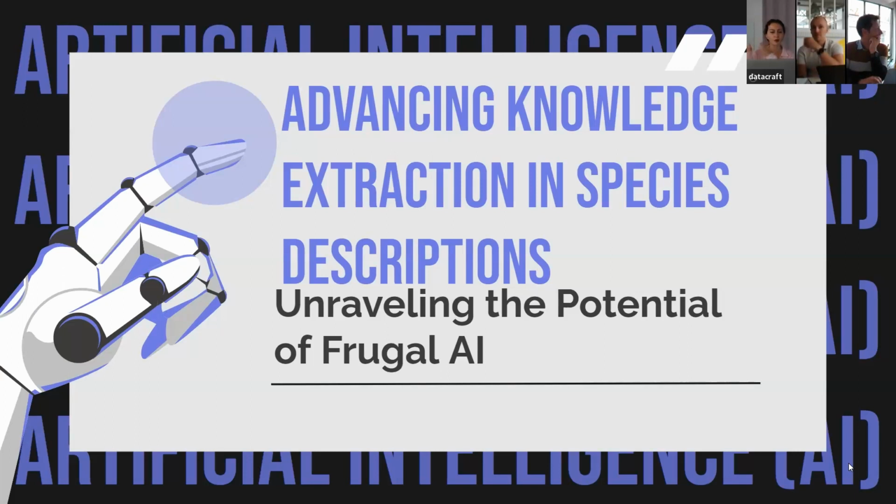And I mainly work on natural language processing models applied to species descriptions and on multimodal models where I combine text and images in order to develop models that can help enrich the galleries of the National Museum of Natural History. So I think I can start directly the presentation. So I will be talking to you today about unraveling the potential of frugal AI for advancing knowledge extraction in species descriptions, which is one of the projects I worked on during my PhD.